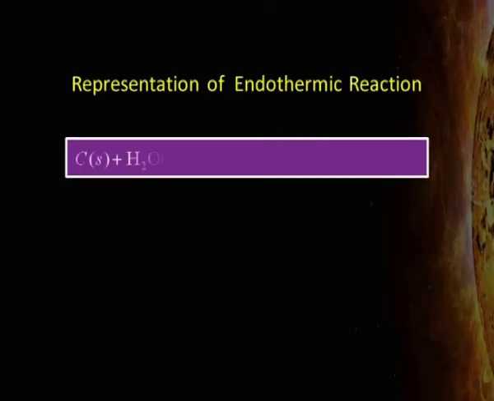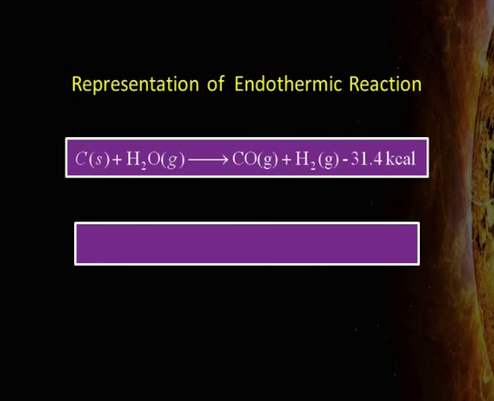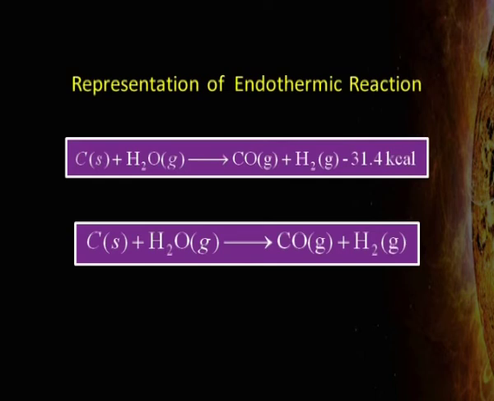Consider another example for the representation of an endothermic reaction. Solid carbon plus gaseous water gives you gaseous carbon monoxide plus gaseous hydrogen minus 31.4 kilocalories, or you can write this equation as solid carbon plus gaseous water gives you gaseous carbon monoxide plus gaseous hydrogen and delta H equal to plus 31.4 kilocalories.